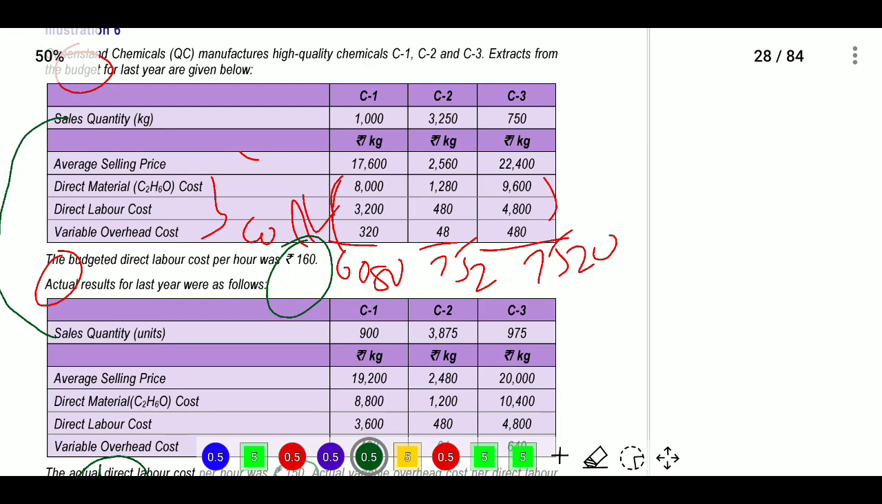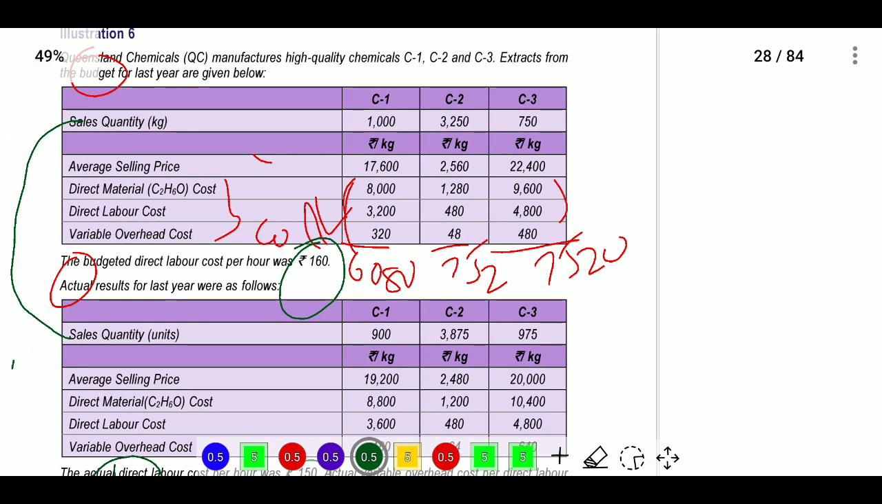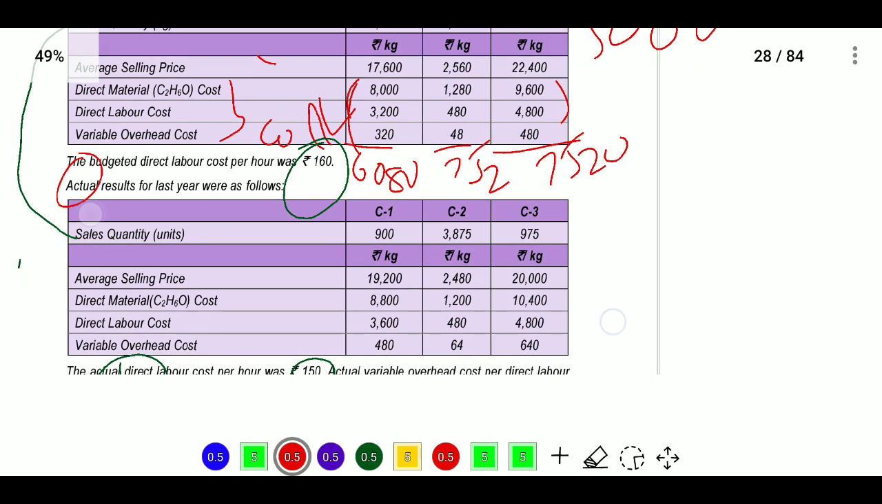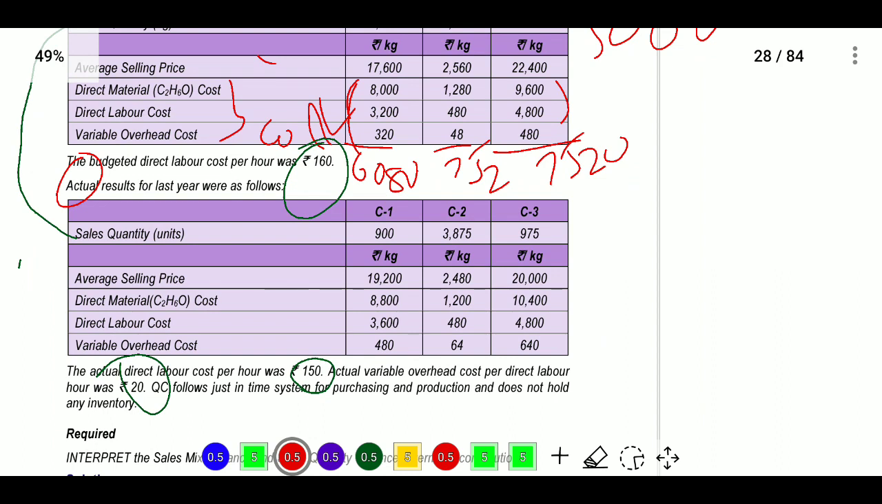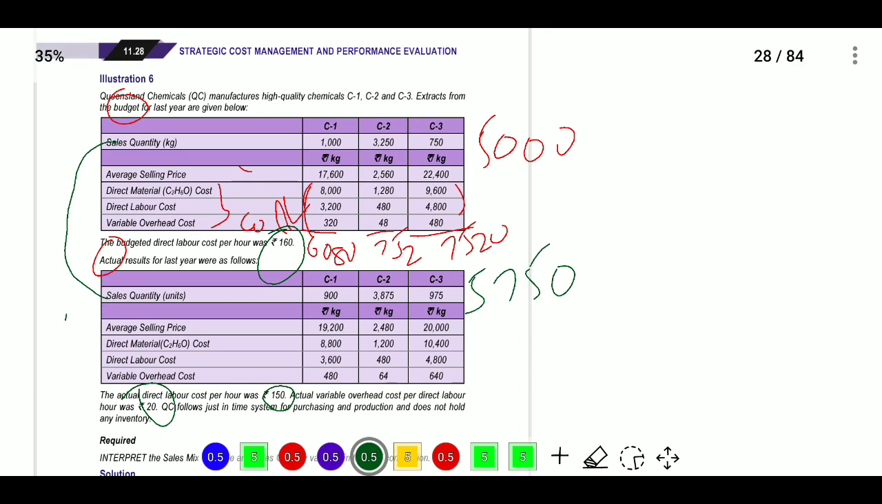Here the quantity was different. 1000 plus 3250 plus 750 will become 5000. I think 5000 will be the budgeted quantity. And actual 900 plus 3875 plus 975, so it will become 5750. 5750 will be the actual quantity. Okay, this is the provided information.